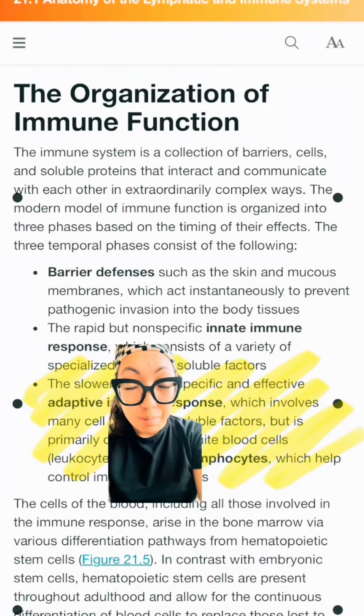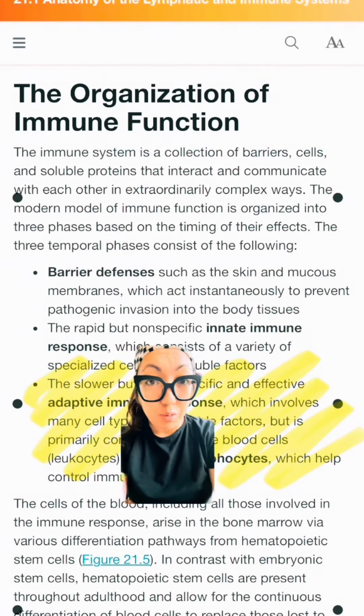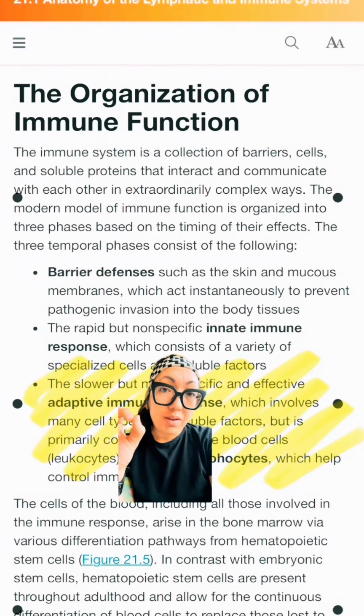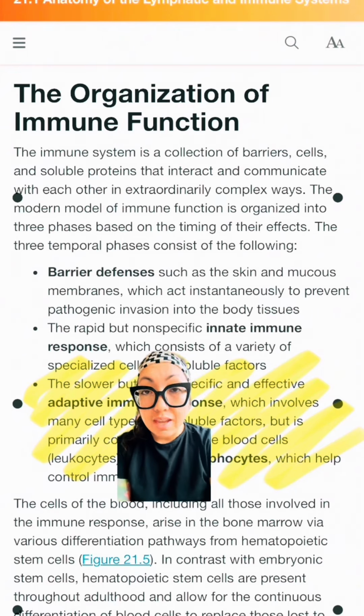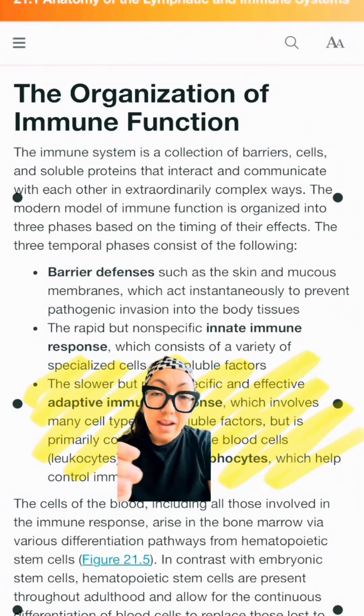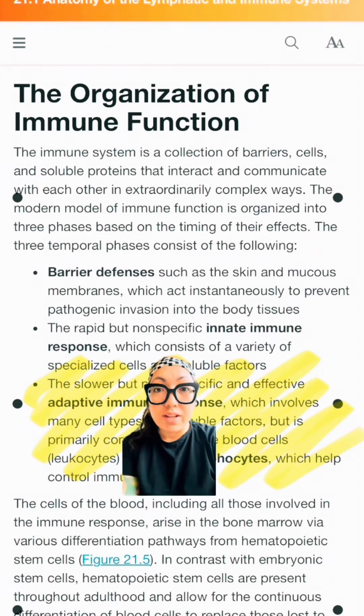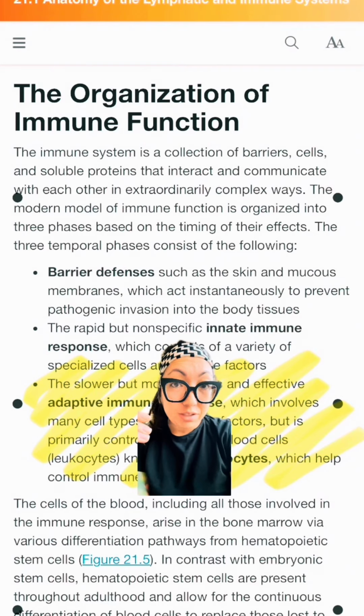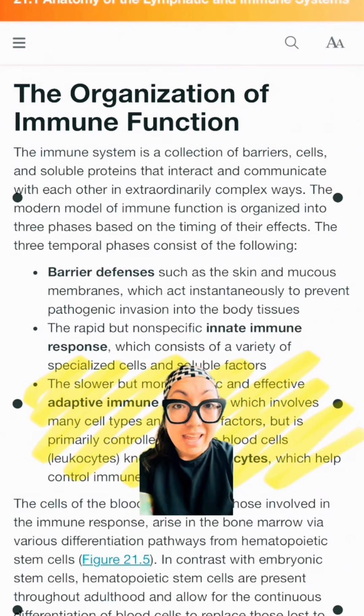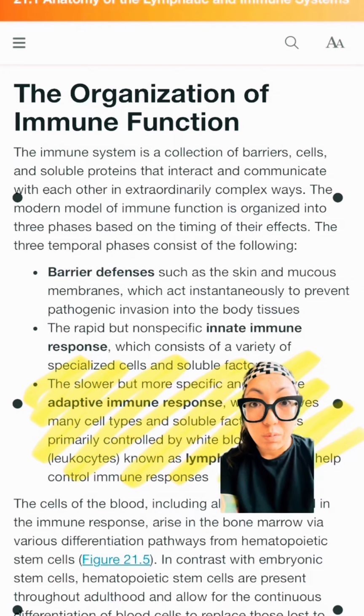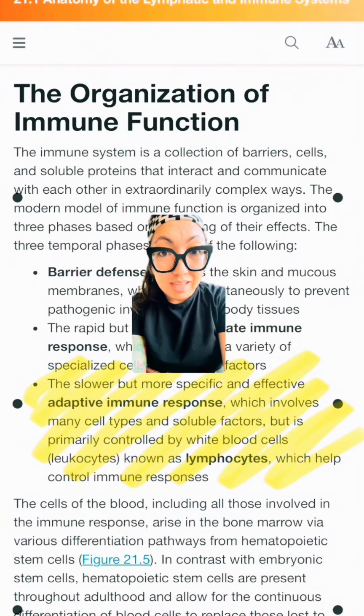First things first, let's talk about the organization of the immune system. The first thing that will protect us are the barrier defenses, which are things like our skin and our mucosal membranes. If pathogens or germs get past those barrier defenses, then we will enact the innate immune response, and these are things that we were born with. But what we're going to focus on in this video is the adaptive immune system.